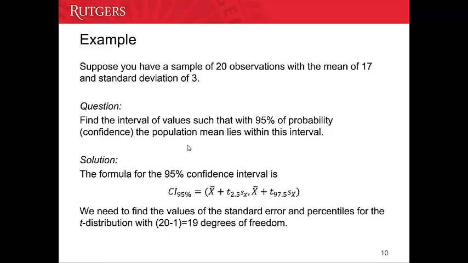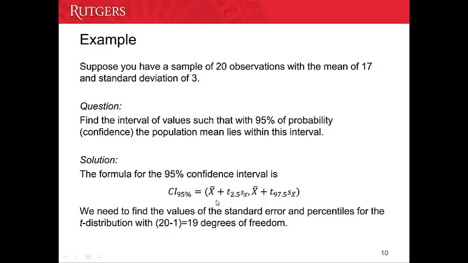Let's take a look at an example. Suppose you have a sample with 20 observations, and you know the sample mean is 17, and the standard deviation is 3. You want to find the interval of values such that with 95% probability, the population mean lies within the interval. We use the formula we discussed in the last slides.